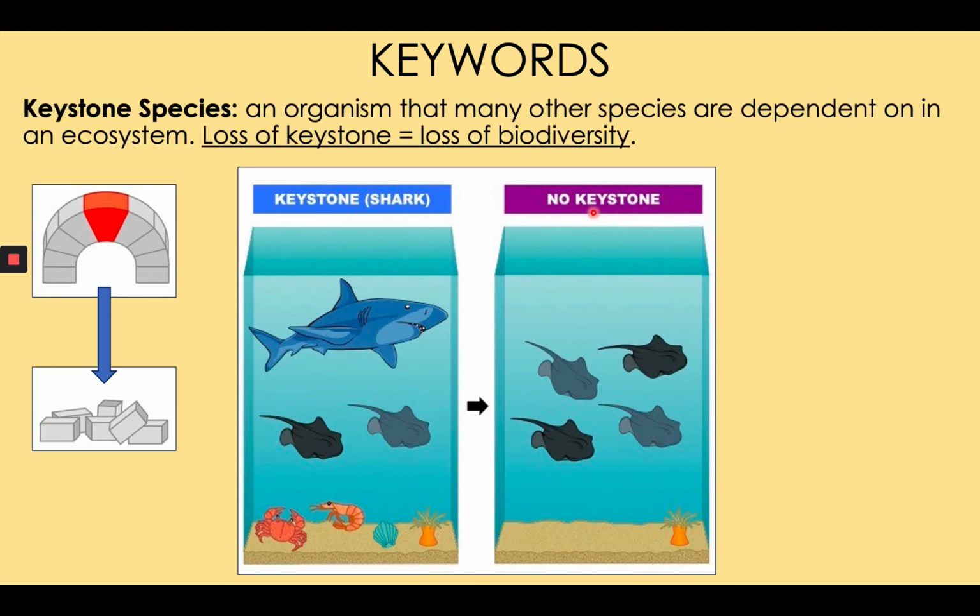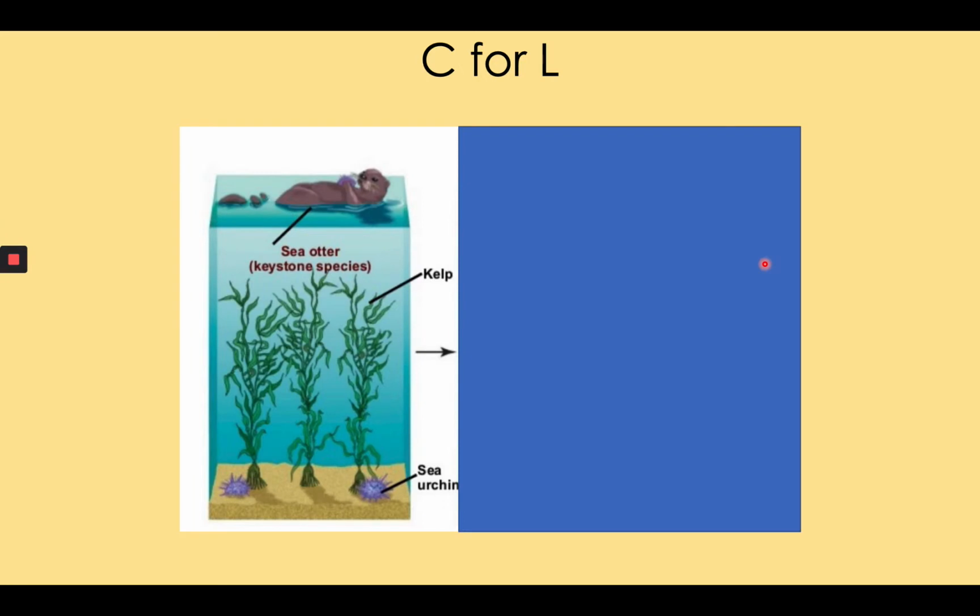So keyword today, keystone species. Write it and its definition, please. I'm going to give you another example of a keystone species, and I want you to predict what will happen. Okay, a sea otter is another example of a keystone species in an ecosystem, because the sea otter is the only organism to consume sea urchins which feed on kelp, a type of algae, a very large type of algae.